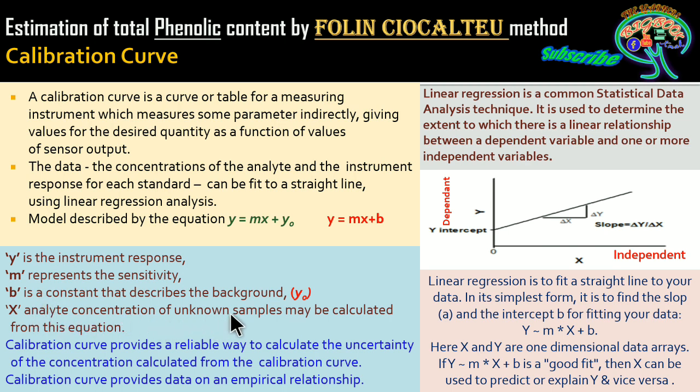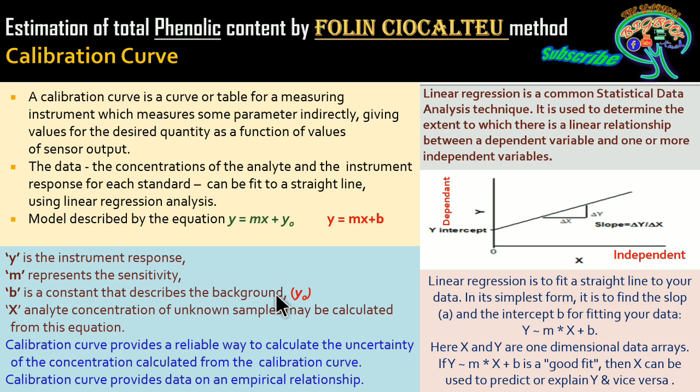And x is the analyte concentration of the unknown sample. This is nothing but the variable we are going to identify, quantify or calculate. This independent variable is going to be calculated with the help of the linear regression we got. Now when you're going to consider b, it is a constant that describes the background.